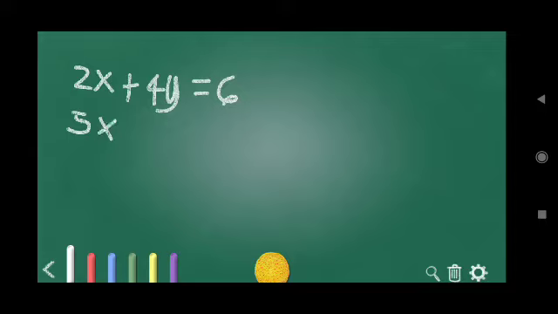Next, let's have another example. What if I have 2x plus 4y equals 6 and 5x minus 3y equals negative 11.